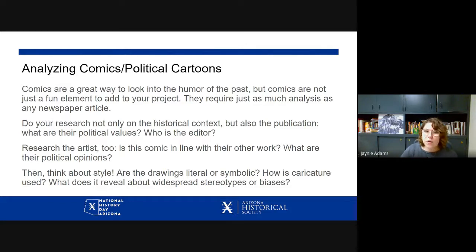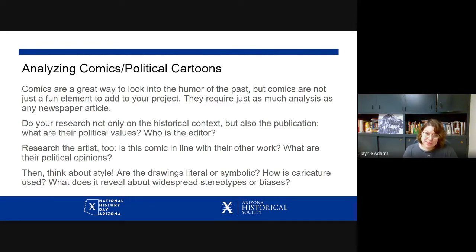So do your research not only on the historical context surrounding the event that the cartoon is satirizing, but also about the publication who produced it. So what are their political values? Who is their editor? Things like that. Same kind of thing that you would do when you're researching news. And then you want to spend some time researching the artist if you can track them down. Is this comic in line with their work? What are their political opinions? You know, are they always drawing their opinion, or sometimes can they be swayed by a paycheck?